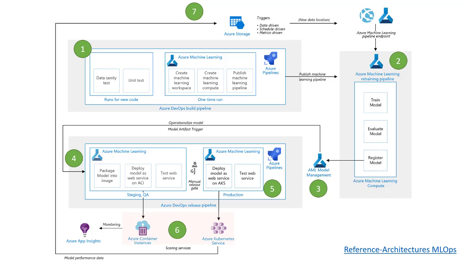Number 6 is where we can have those scoring services available for other application integrations or microservices. Finally, number 7 was our dataset monitoring that allows us to check for data drift and trigger a retraining pipeline with the new data so that it gets back in that trend.